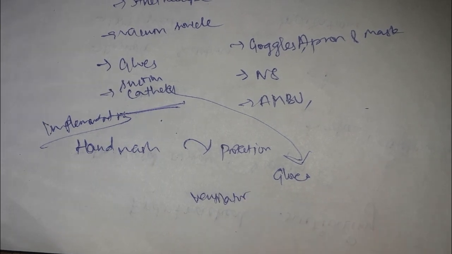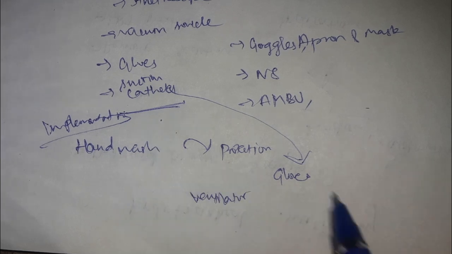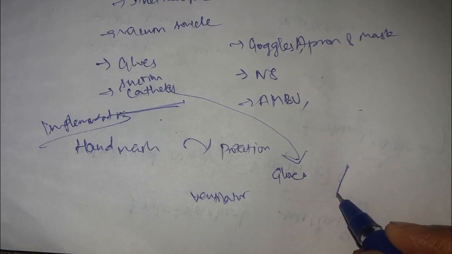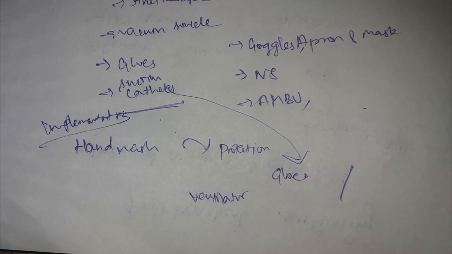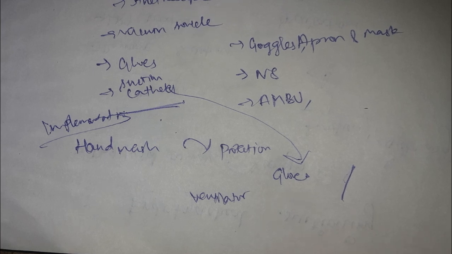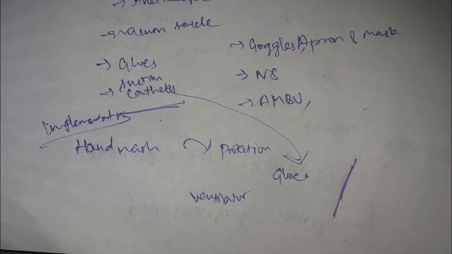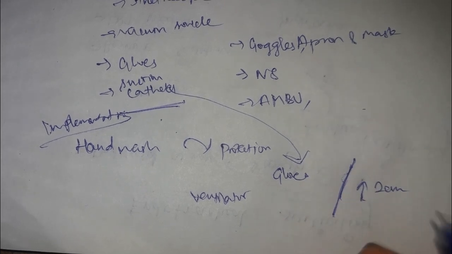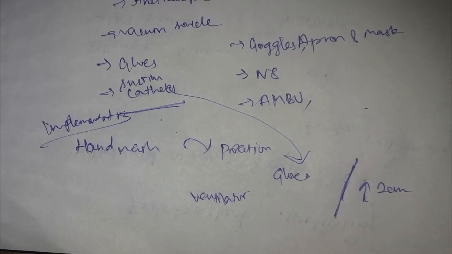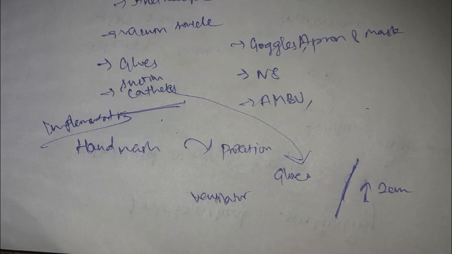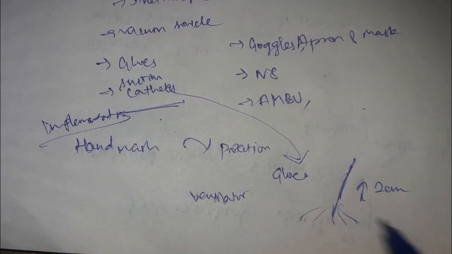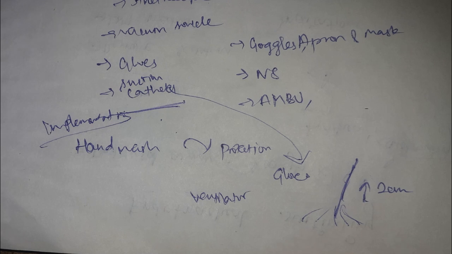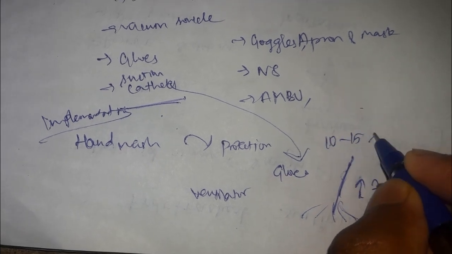Then kink the suction tube and insert the catheter into the ET tube until resistance is felt. If resistance is felt, there is something blocked in that area, so we should take it back 2 centimeters outside. Then we should apply the suction. During suction we should rotate the suction catheter so that it can suck in all directions. The suction duration should be 10 to 15 seconds.